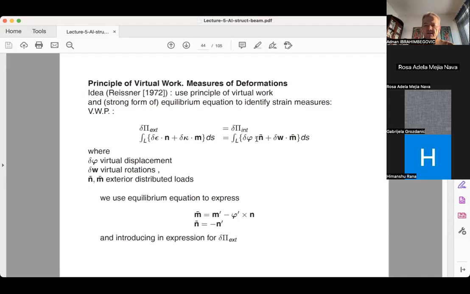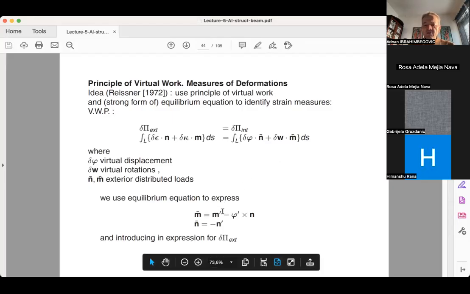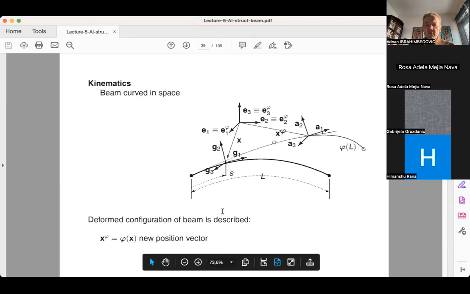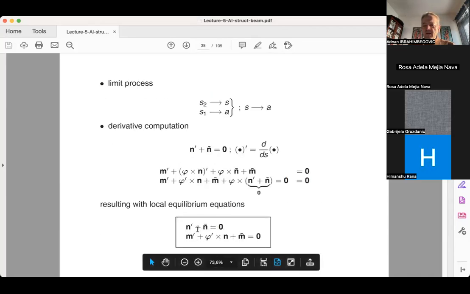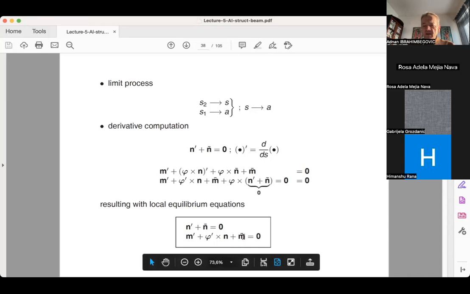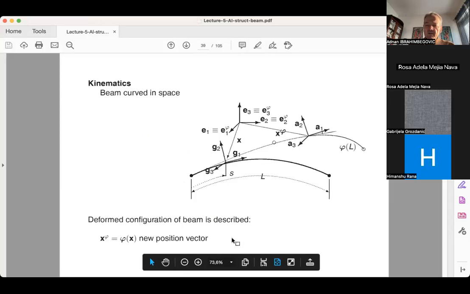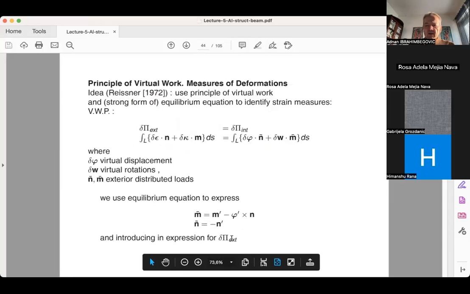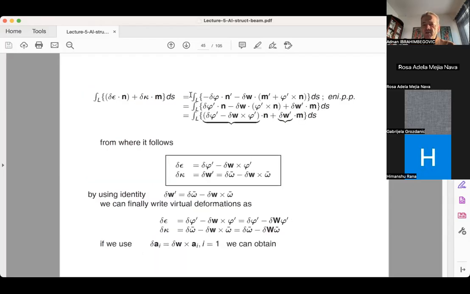Then I take a special case where all the fields are sufficiently smooth, so the weak form would recover the strong form. Hence, I can say that M bar and N bar could be expressed by using the equation of the strong form. Recall these are two equilibrium equations that we computed here, that N prime, this is derivative with respect to S, plus N bar is equal to 0, and M prime derivative with respect to S plus V prime cross N plus M bar equal to 0. So from this one, I can express what is N bar and what is from this one M bar, which I've done here. And basically, you can take these results and plug it back into the work of the external forces.